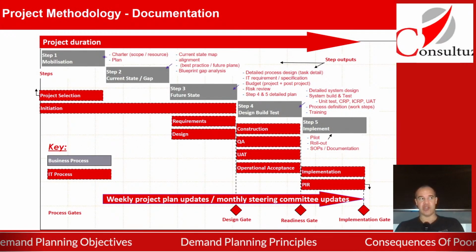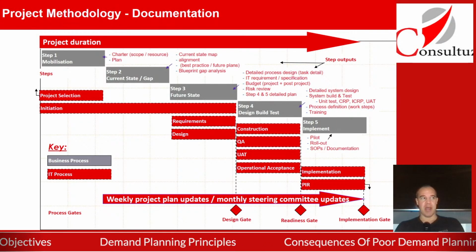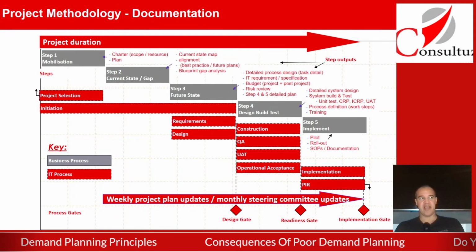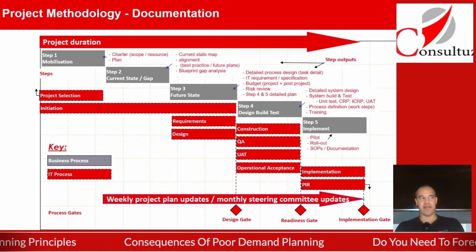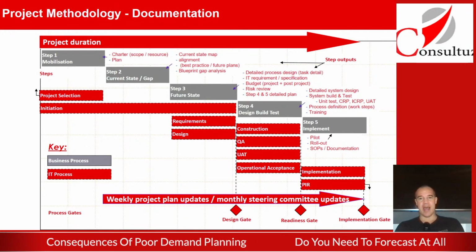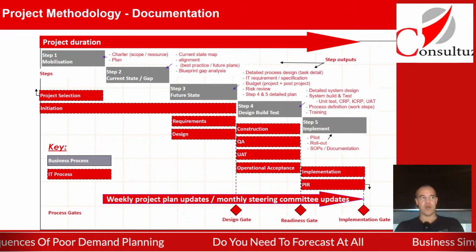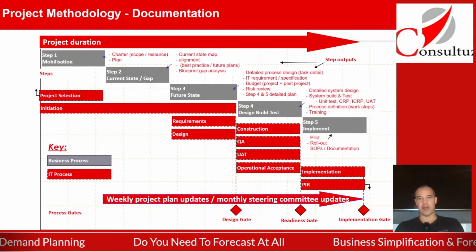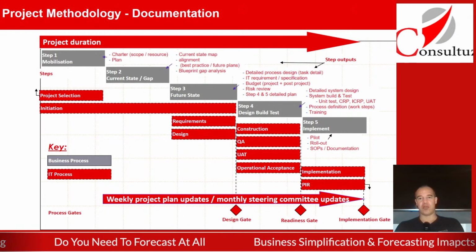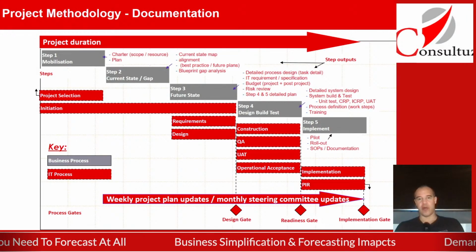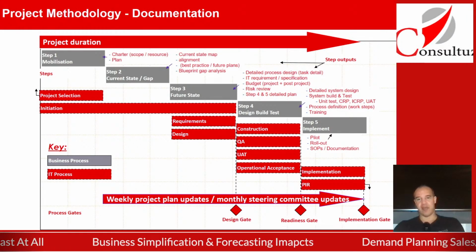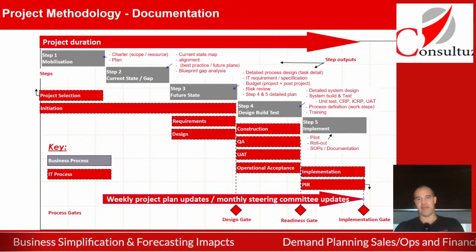The next stage, stage 3, is about the future state, and it's sometimes referred to as a gap analysis. And what this stage starts to do is to map out how you want your organisation or your processes within your company to run in the future.